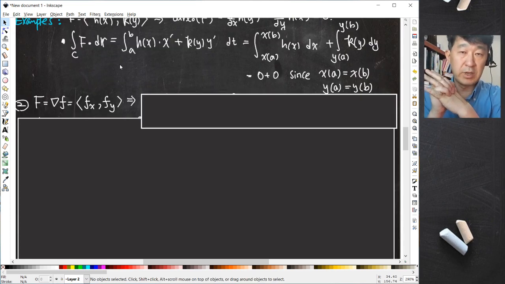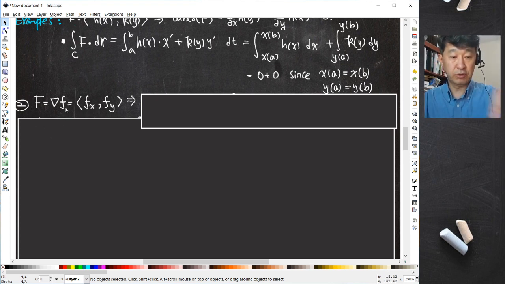The next one is a really, really important example. It kind of covers all the situations: the gradient vector field. F is not a vector field. F is a scalar function, like a temperature function. You give it a location, it spits out a number, a scalar function like a temperature.